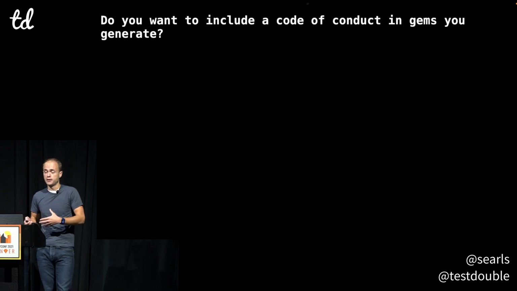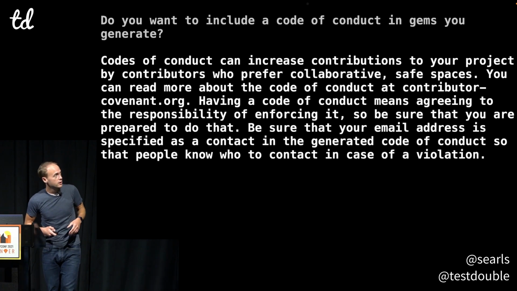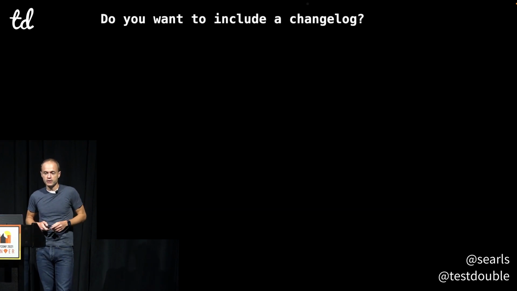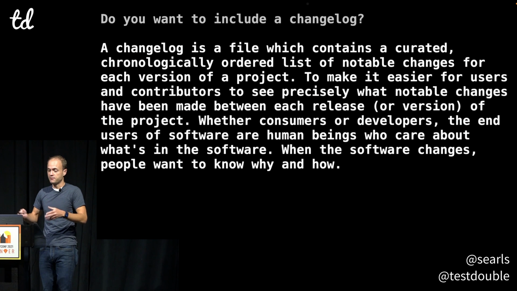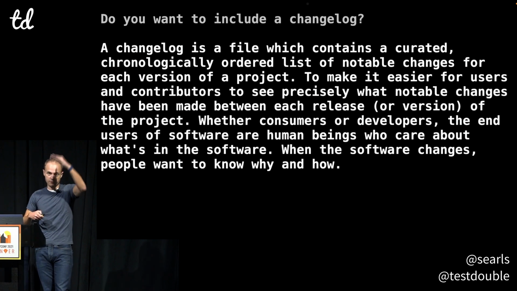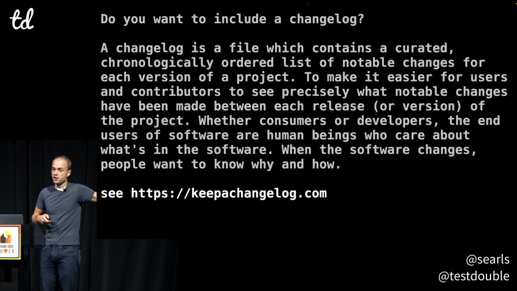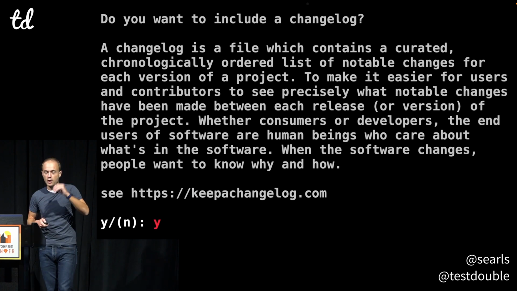Do you want to have a code of conduct in the gems that you generate? Here's what a code of conduct is and how to enforce it. Yes or no? Sure, let's have it. And you want a changelog. This is a text file that tells you at each version what changed in your gem. You can read about it at Olivier's awesome site, keepachangelog.com. Yes or no? Yeah, I want to have a changelog.